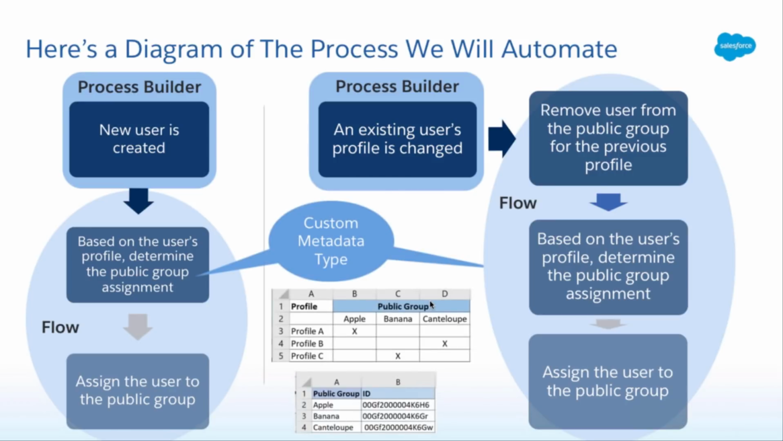And custom metadata type will interact with the flow. So we have two custom metadata types. The first one on the top screenshot is the mapping between the profiles and the public group. So we have apple, banana, and cantaloupe that we're going to assign. And the second screenshot shows the public groups apple, banana, and cantaloupe and the ID. So we're managing the IDs outside of Flow.